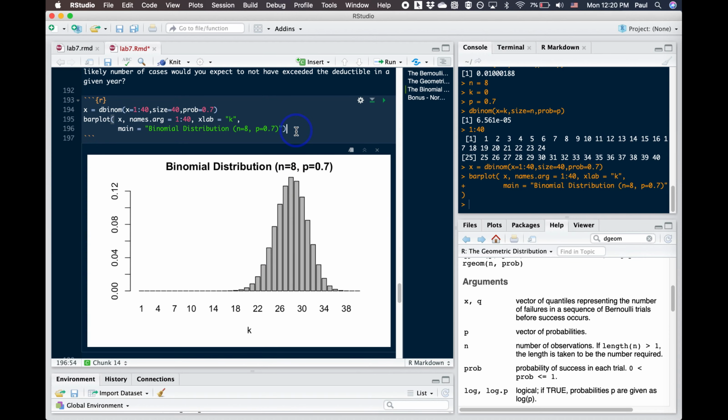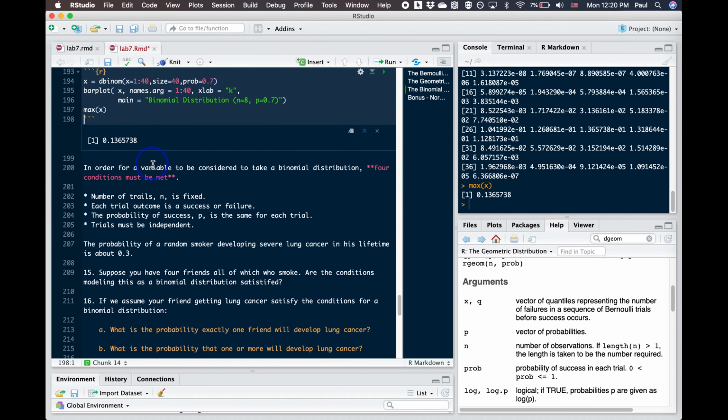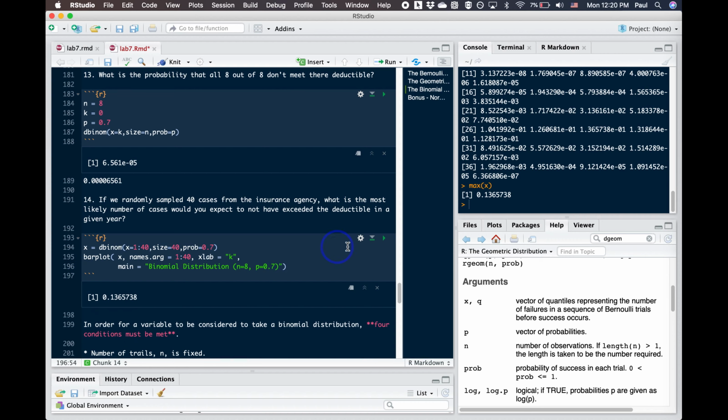Or if you're fancy, X is your number of your probabilities. So you would just look at the max of X. No, that would just give you the maximum probability. So disregard that. That's not going to help. You guys will have to look at the graph to answer this one.